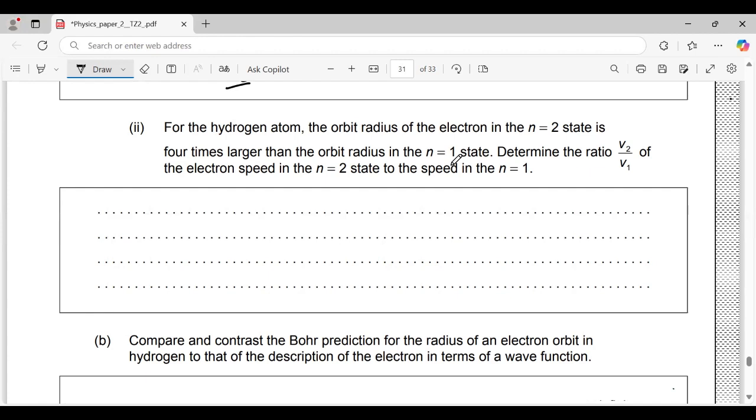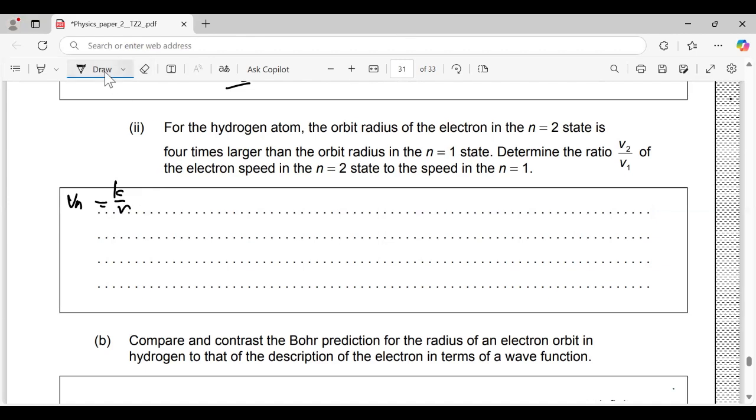The speed of the electron in a given orbit in the Bohr atomic model is inversely proportional to the principal quantum number, n. So n equal 2, n equal 1. If I write the relation, it is v_n equal k over n, where k is a constant number.